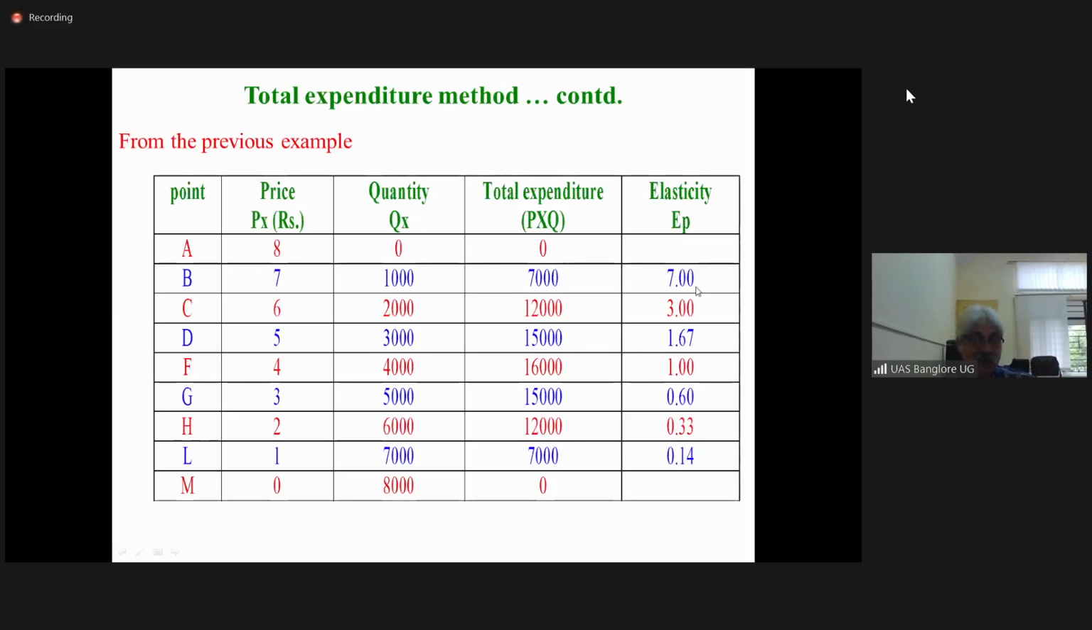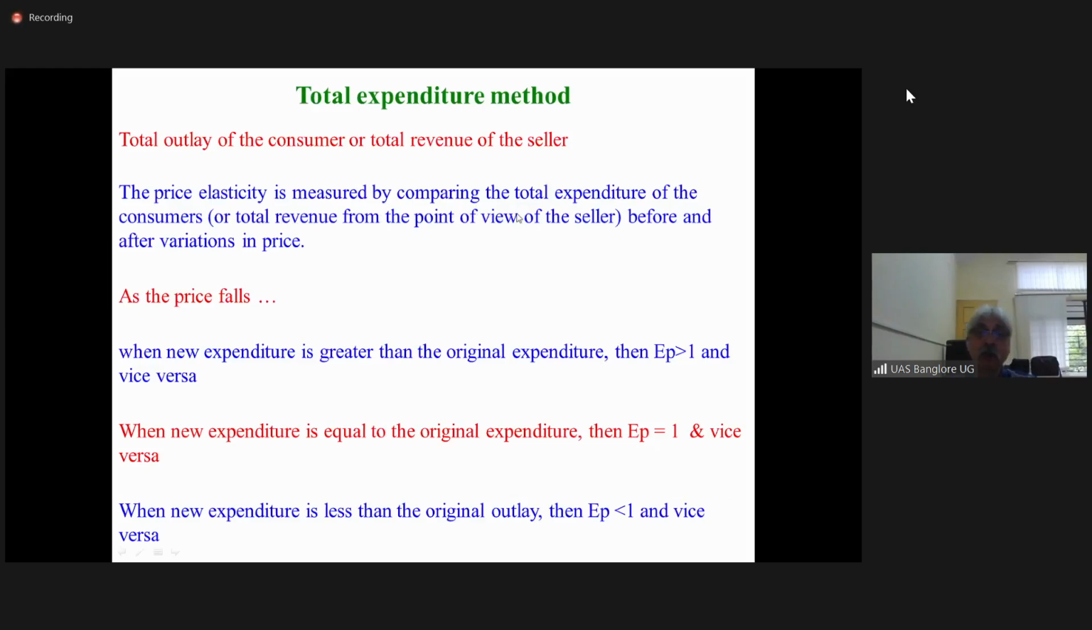You have already calculated the elasticity. At point C, it is 3, point D, 1.67, point F, 1, and then 0.6, 0.33, 0.14. We have already calculated these. We are establishing the relationship. See here, what it says is the price elasticity is measured by comparing the total expenditure of the consumers, the total revenue from the point of view of the seller, before and after variations in price.